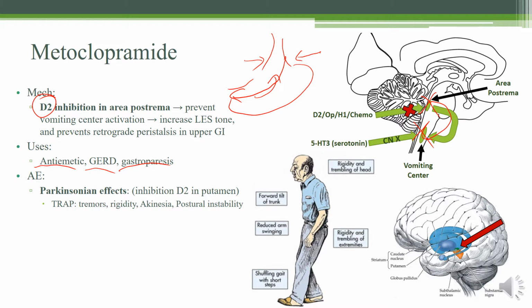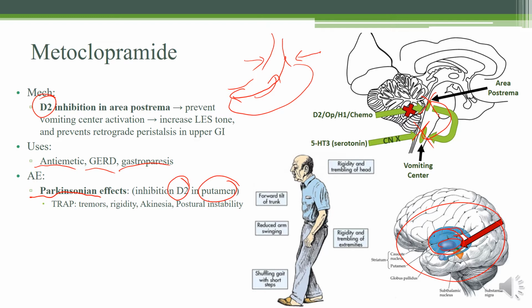The adverse effect is going to be the same mechanism as before. It inhibits the D2 receptors, but instead of the area postrema, it actually inhibits them in the putamen. It crosses the blood-brain barrier a little bit, and this can cause Parkinsonian effects. Here I've shown you a picture of the brain, and I've got an arrow right here to the putamen. The putamen is the area of the brain that's underneath the caudate nucleus and around the globus pallidus. You'll get this in much more detail when you take the neuromodule.